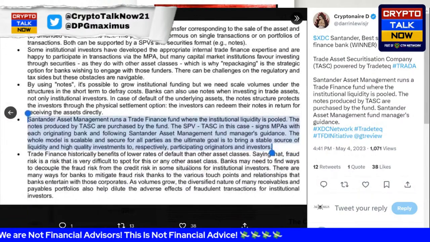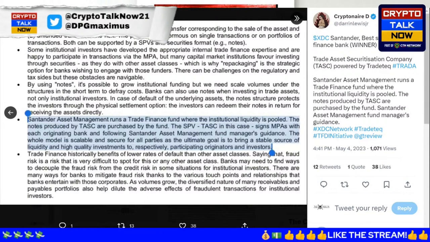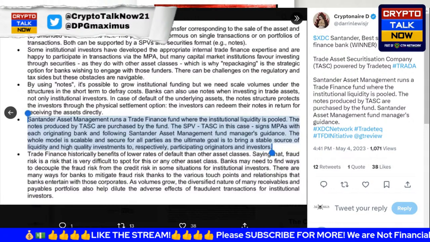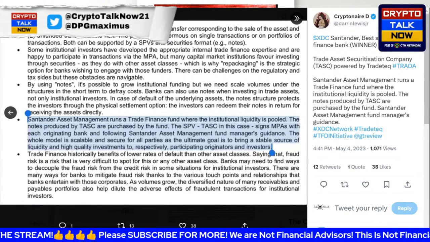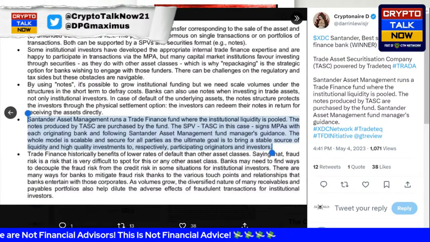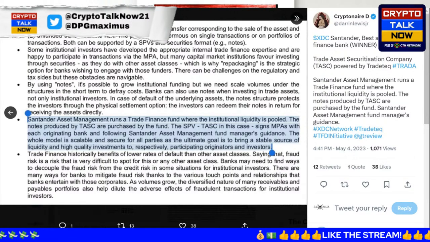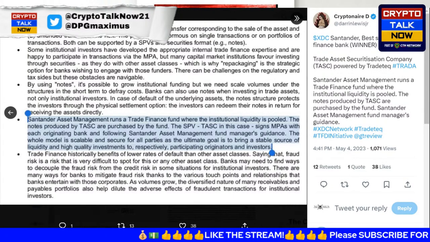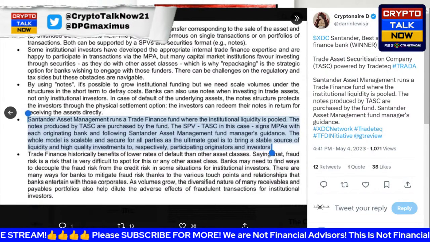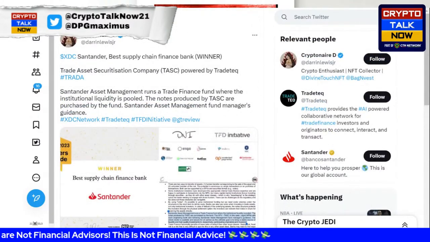Look what's highlighted here. Santander Asset Management runs a trade finance fund where the institutional liquidity is pooled. The notes produced by TASC are purchased by the fund. The SPV, TASC in this case, signs MPAs with each originating bank and following Santander Asset Management Fund's fund manager's guidance, the whole model is scalable and secure for all parties, as the ultimate goal is to bring a stable source of liquidity and high quality investments to respectively participating originators and investors. Now, this was cool to see, right? So I thought I'd pull it up for you guys. And some people obviously appreciate some of that.